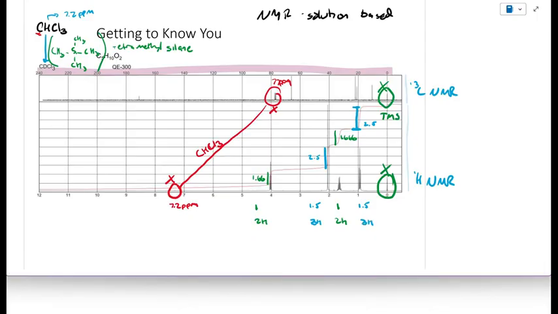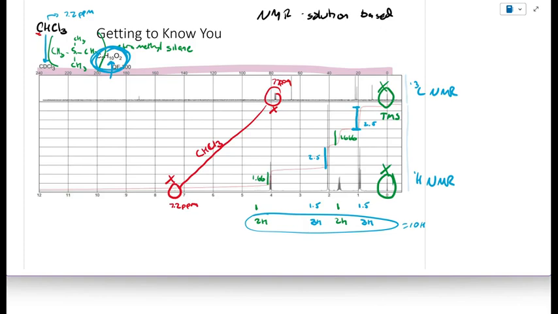So this is the integration for this NMR. If I add those up, 2 plus 3 plus 2 plus 3 equals 10 hydrogens. The sum total of the integration values should add up to the number of hydrogens in the molecule. It's hydrogen NMR, so it should be looking at all of the hydrogens. So if there's 10 hydrogens in the molecule, then there should be 10 hydrogens in the integration.